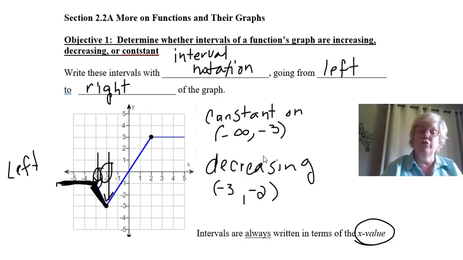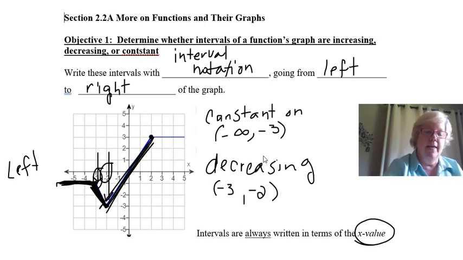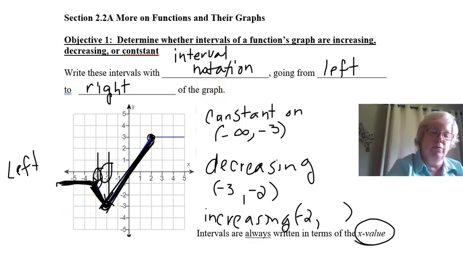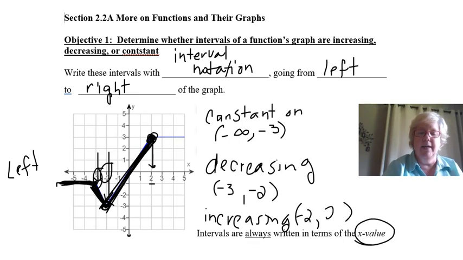Now if I continue tracing from left to right, I have this big long section of the graph that goes uphill. Uphill would be increasing. And this one would be increasing from the -2 where it began, right down here. And it increases up to this point, right up here. Now that point, notice, goes to the +2 on the x-axis. Always use the x values. And then I'm almost done.